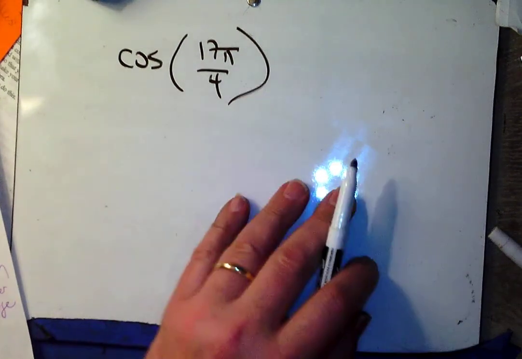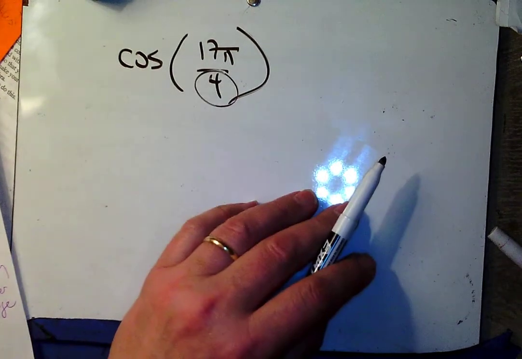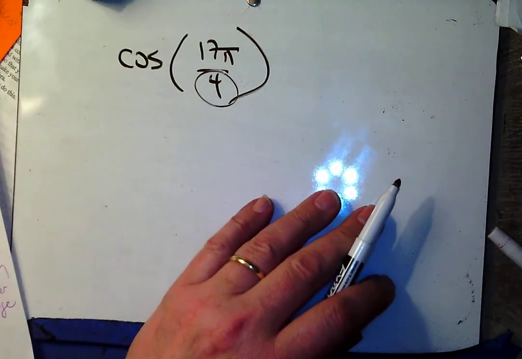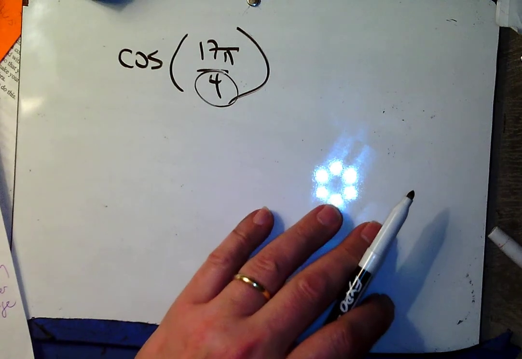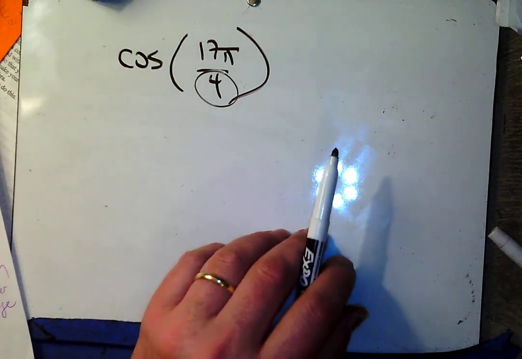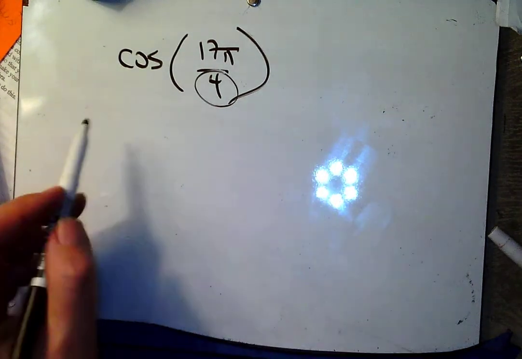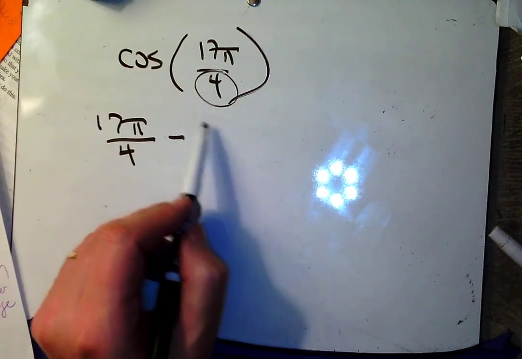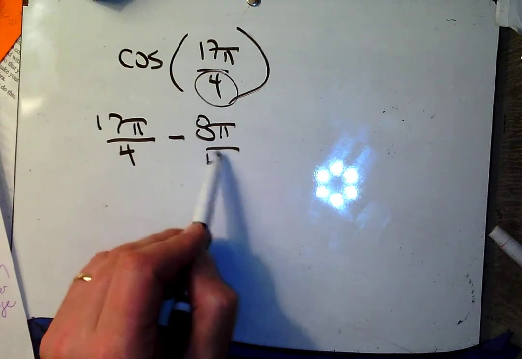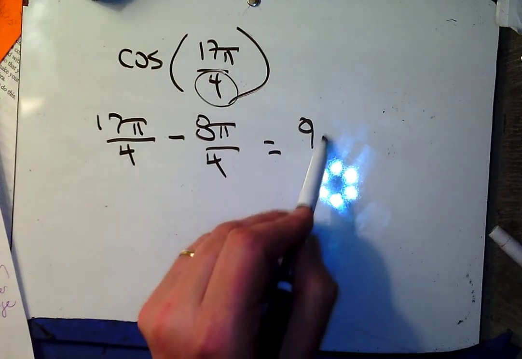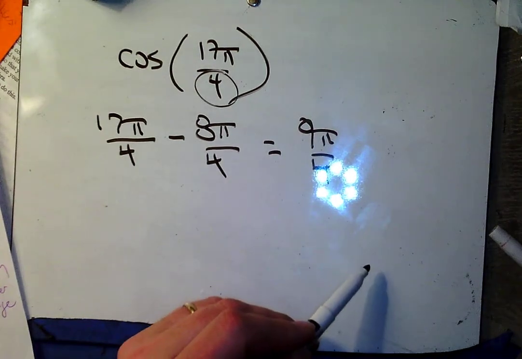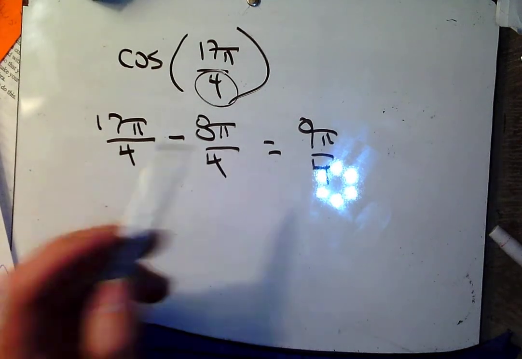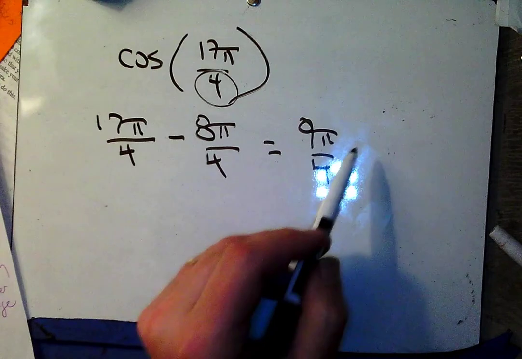I mean, you already know because it's a pi over 4 that you're going to be getting root 2 over 2 or negative root 2 over 2. All you need to do is figure out whether that should be a positive or negative root 2 over 2. Well, I don't know about 17 pi over 4, but if I subtract 2 pi, which is 8 pi over 4, I get 9 pi over 4. Uh-oh, that's still not on my unit circle. My unit circle stops at 2 pi, which is 8 pi over 4.